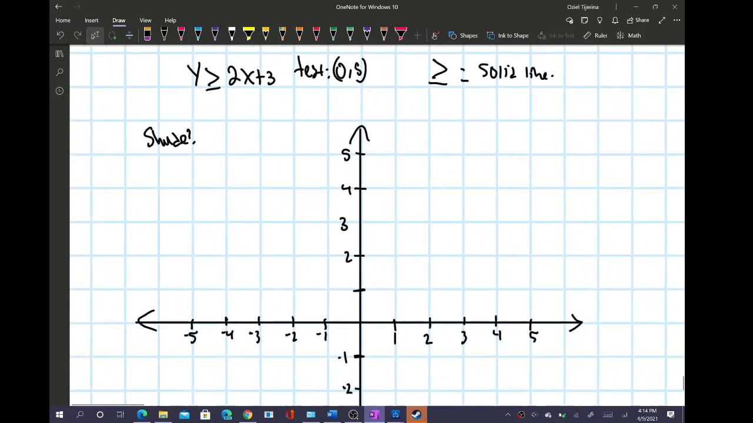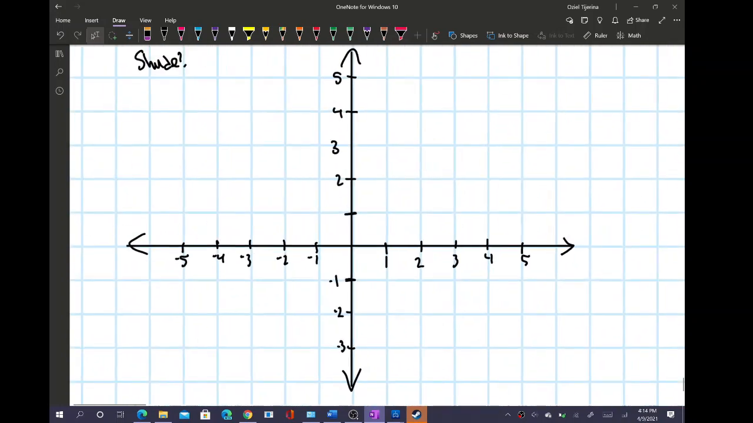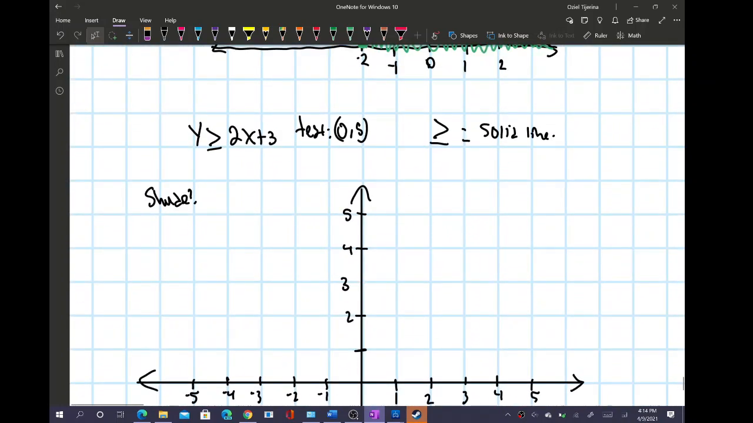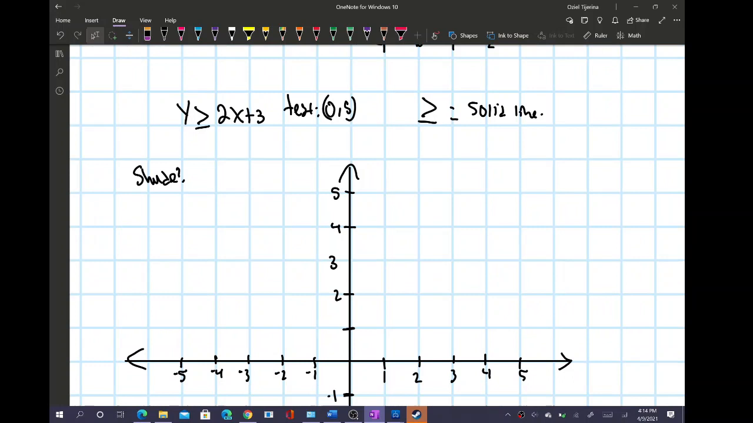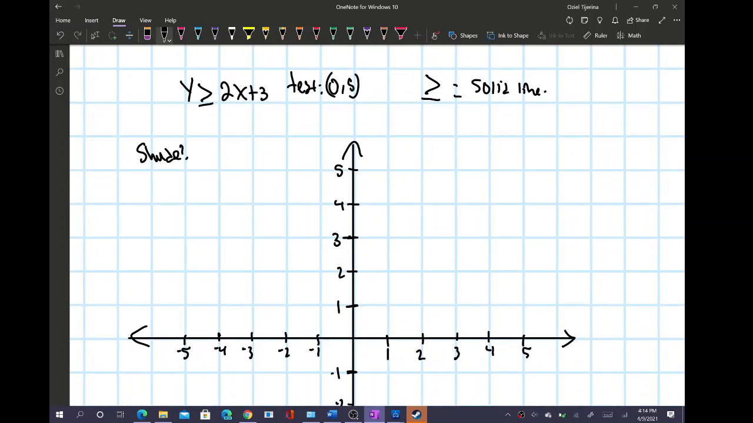And this is kind of where I was going to continue, where I said, okay, y is greater than or equal to 2x plus 3. And so basically, when it's greater than or equal to, you want to do a solid line, right? That means a whole line where it doesn't have any dashes or dots. So basically like a linear equation, right? We're going to go ahead and plot 0, 3.